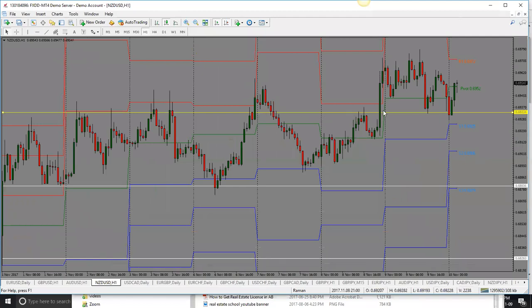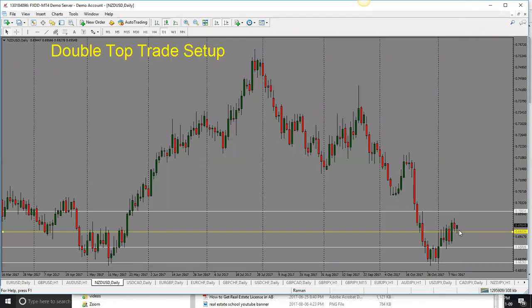Looking at it from a 1 hour perspective, this is where we are. If it holds above, then we're looking for a further move to the upside. So this is where we are.